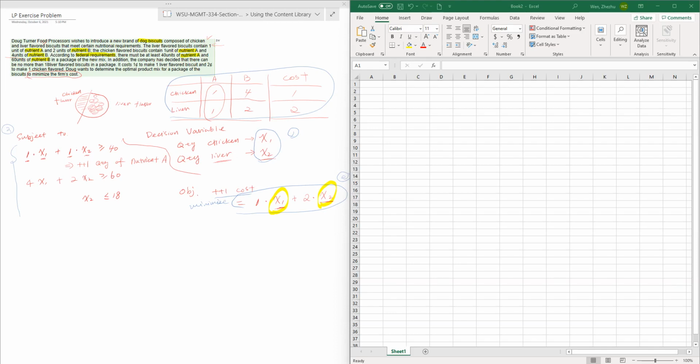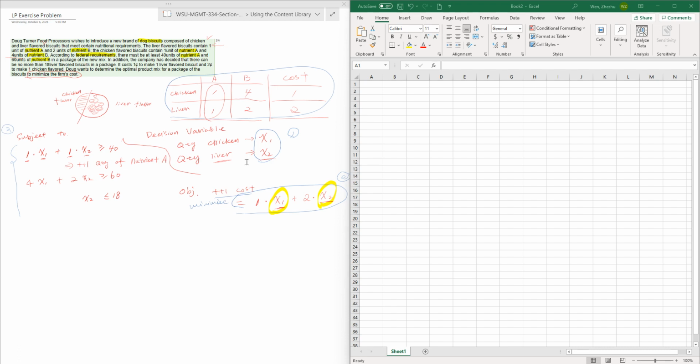So now we have reached a level of understanding where we feel comfortable to move on to the next step, which is solution searching using Solver. As you can see, on the left-hand side we have a scratch paper, and on the right-hand side we have Excel.